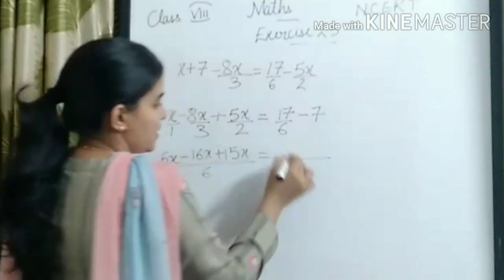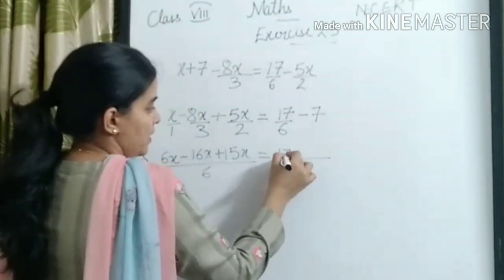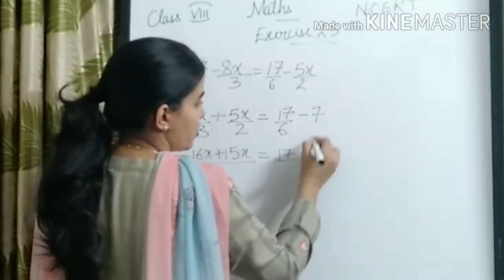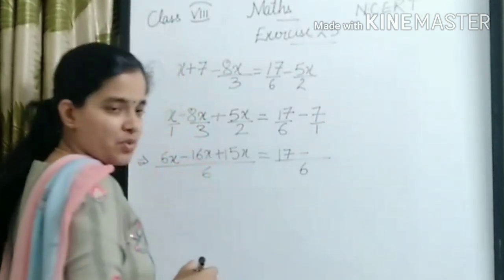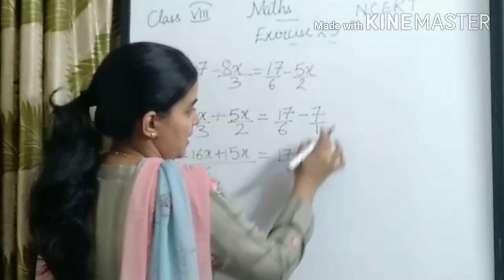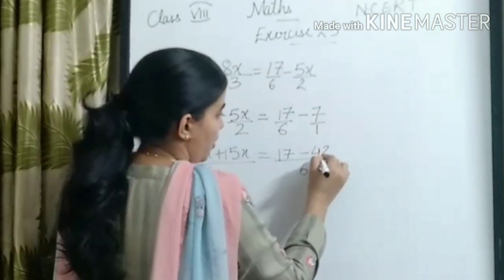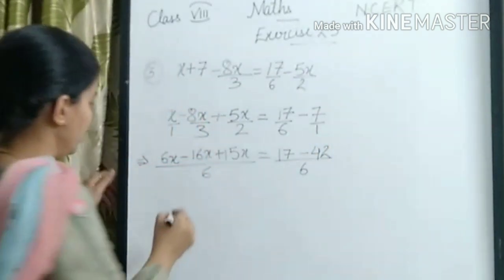6 ones are 6. 17 ones are 17. Here, because there is no number in the denominator, that means 1 is there. So 1 6 are 6, 7 6 are 42. This way we will do.